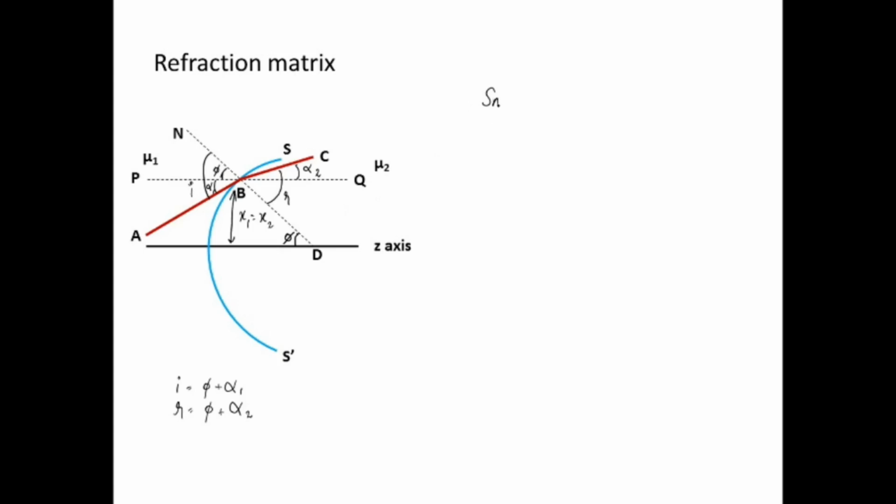Now, according to Snell's law, mu1 sin I is equal to mu2 sin R. Since the angle of incidence and the angle of refraction are very small when we consider paraxial rays, I can approximate sin I as I and sin R as R. Thus, mu1 I is equal to mu2 R. Now, substituting for I and R in terms of phi and alpha, I can write mu1 into phi plus alpha 1 is equal to mu2 into phi plus alpha 2.